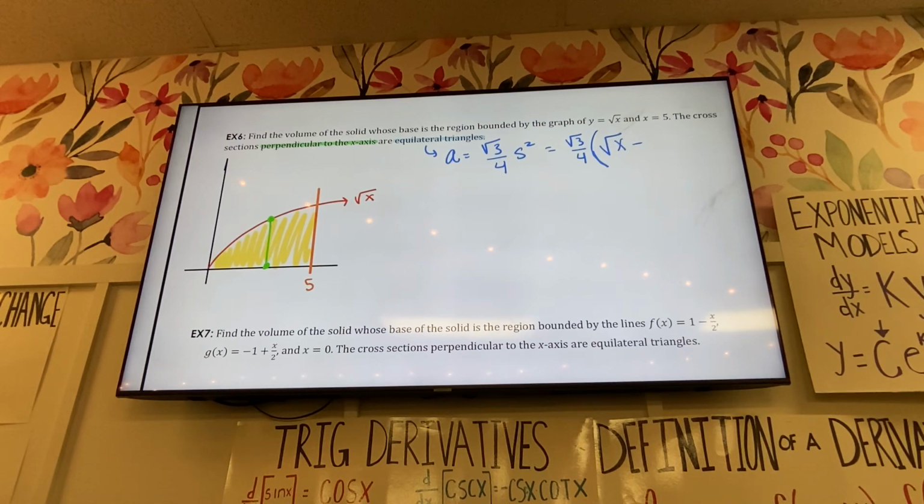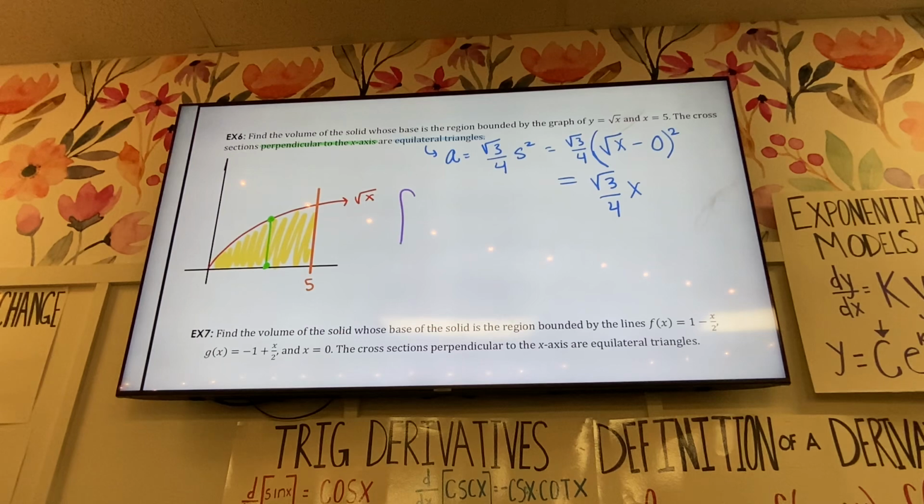Minus the bottom function is going to be 0. Anytime you hit the axis, that's going to be 0, which is going to be squared. So do you really need the minus 0? No. And what happens with the square root of x squared? It just turns into x. All right, so that's my area equation, which I'm going to put in my integral.